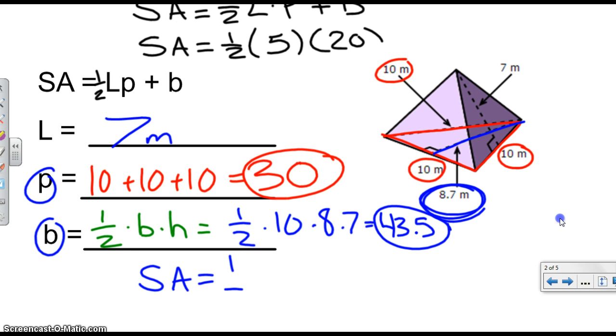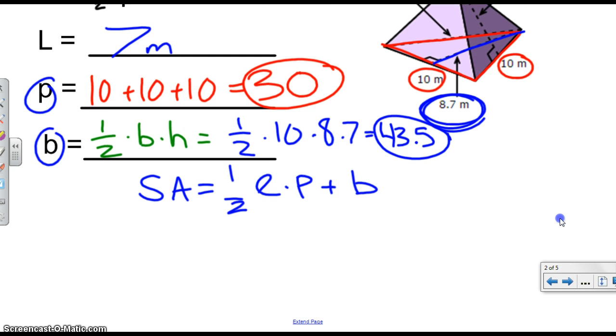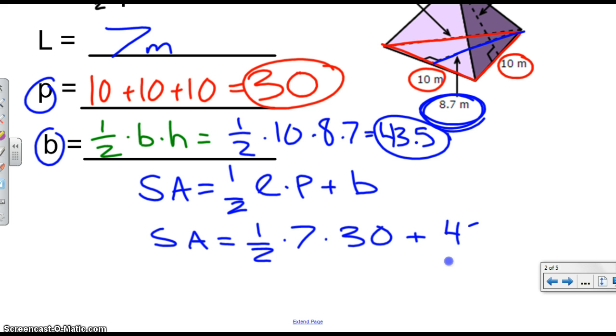I forgot about that. So SA equals 1/2 LP plus B. So that didn't change any. And now, here we go. Just plug everything in. So L is 7, P is 30, and B is 43.5. Now when you do this one in your head, this one's going to be a little harder because 30 times 7 is 210. Cut that in half is 105. So you're looking at 148.5.